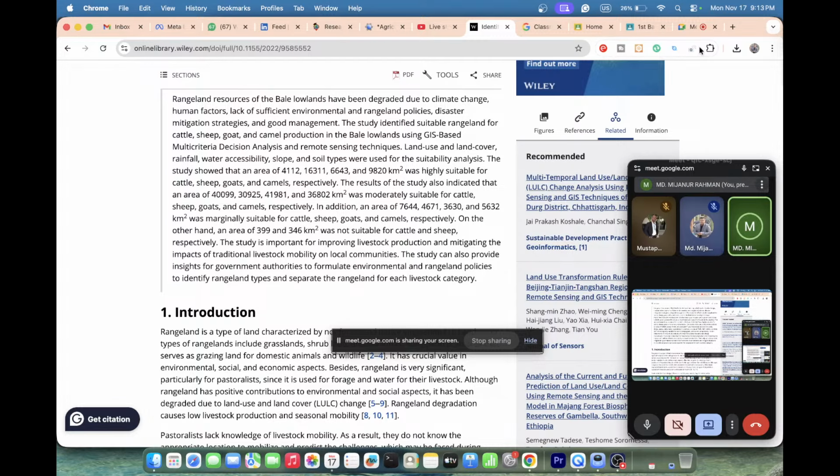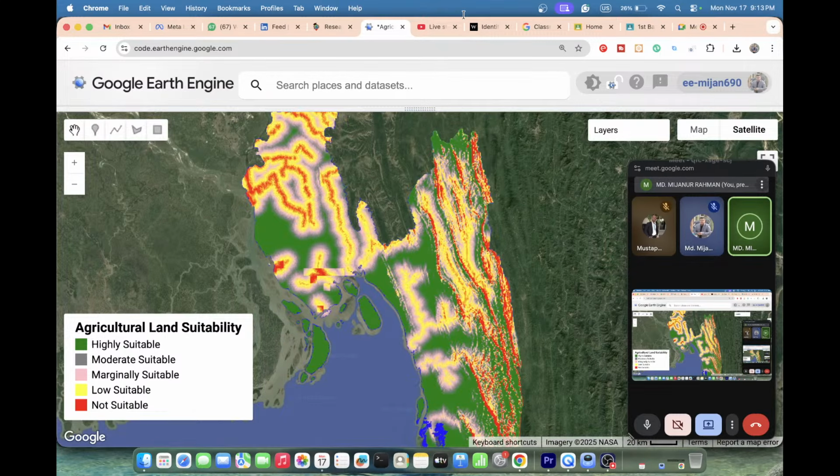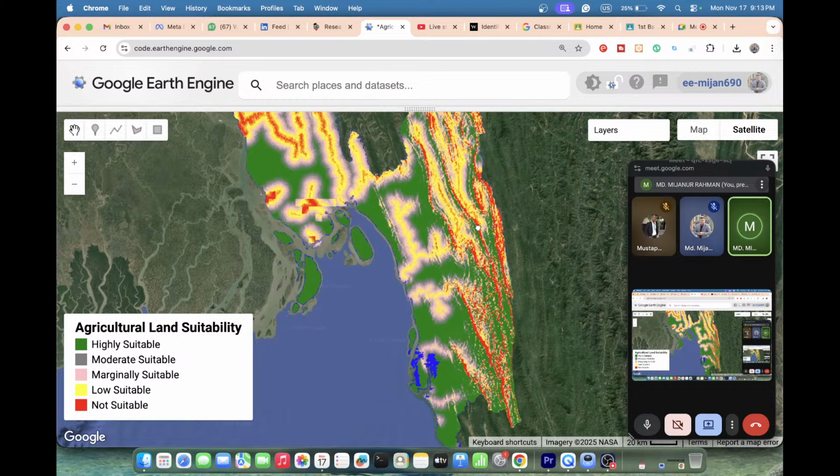Let me open a code editor and show you that. Suppose if you check here, I already made one analysis. Suppose this is a hilly study area in Bangladesh. In this hilly study area, I want to identify agricultural land suitability, that is, which place is more suitable for agricultural land activities.